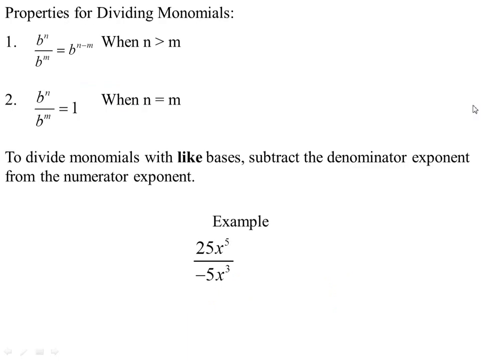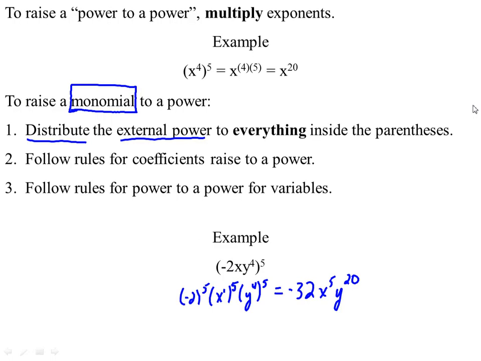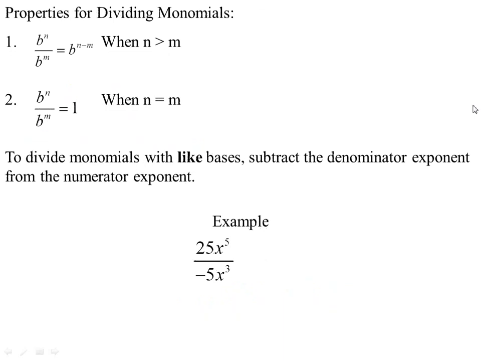Okay, so what about division? We just went through multiplying monomials. So if you're going to multiply a monomial, you're going to add the exponents. What's the opposite of multiplication? Division. What's the opposite of addition? Subtraction. And so that's what you're doing.